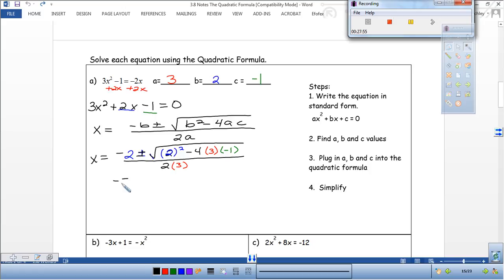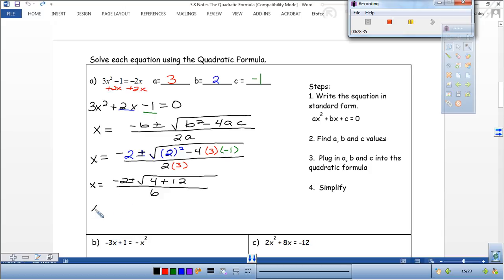So we're going to get -2 plus or minus the square root of 4. 2 squared is 4, minus 4 times 3 is 12. 12 times -1 is a positive 12, because a negative times a negative makes this positive. Okay? And it's all over 2 times 3, which is 6. Because a -4 times a -1 is a positive 12.